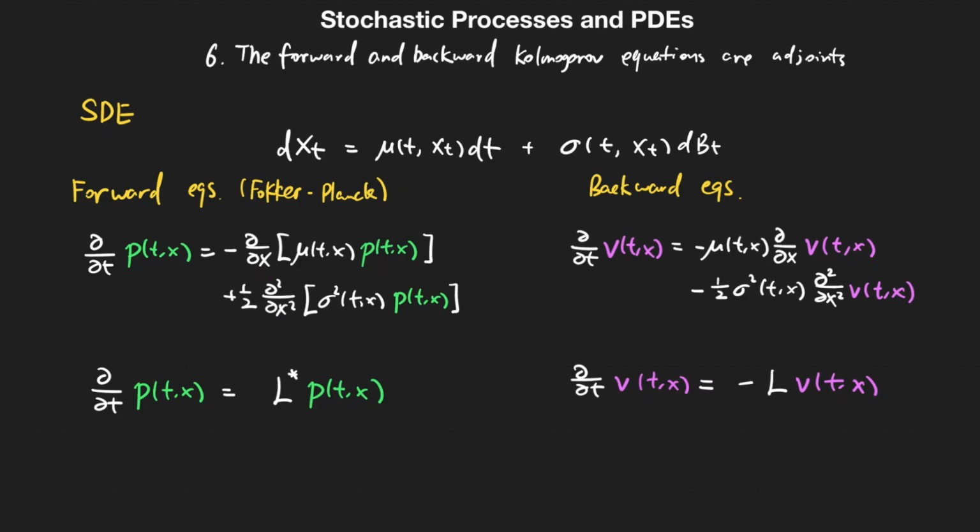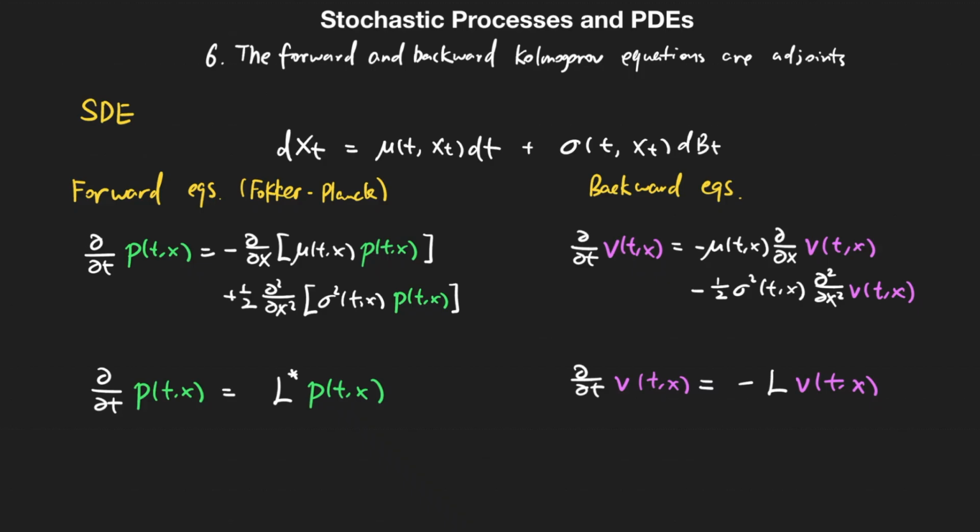The backward equation describes the evolution of the expected value at a future time. That is given by the function v. The backward equation is saying that the partial derivative with respect to t equals something related to the first and second order partial derivative with respect to the position x. So the key idea is that we can write these equations more compactly.